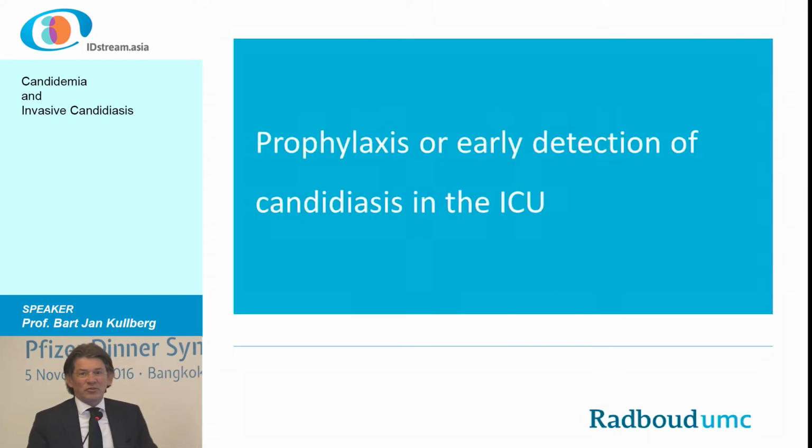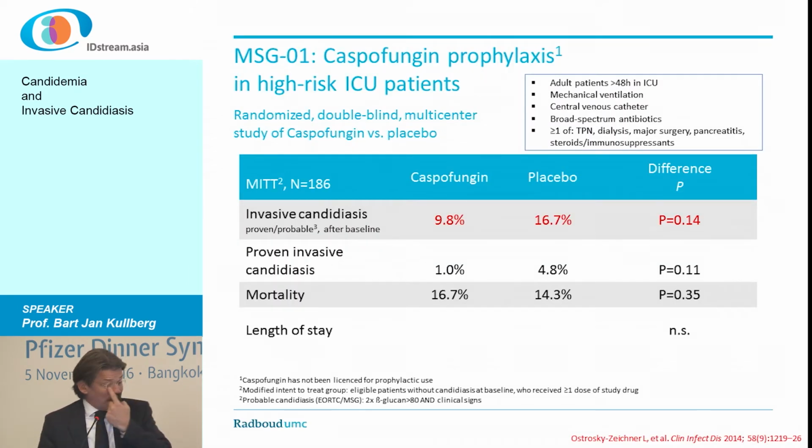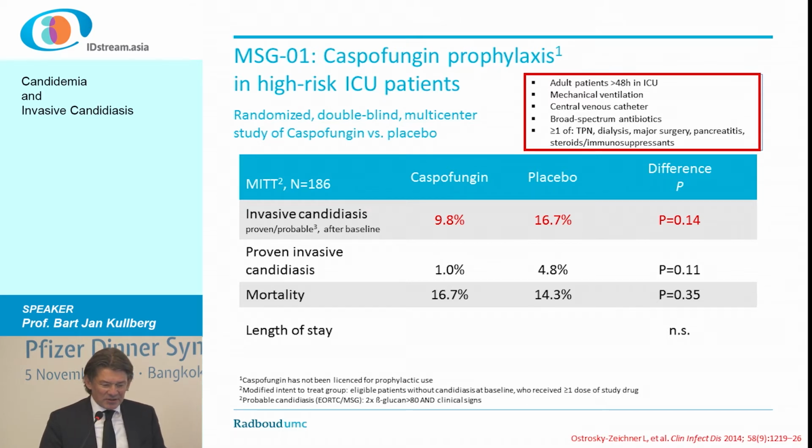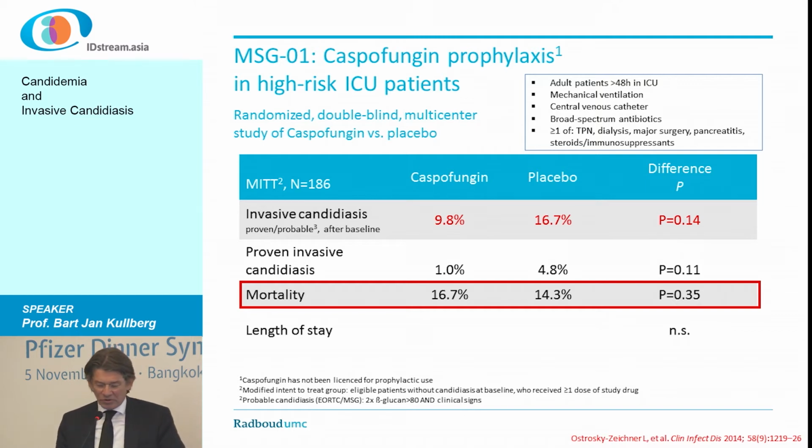So the other question, and we addressed this already in the morning session, is whether we can prophylax Candida or whether we can detect Candida early in the ICU. This is a study that was briefly mentioned, the most recent prophylaxis study, randomizing patients between caspofungin and placebo. These investigators used a very complex predictive model to try to identify patients in the ICU at the highest risk of acquiring invasive candidiasis. But even when they applied this model to select patients for inclusion into this trial, there was no difference between the two arms. Caspofungin showed a trend to reducing the incidence of invasive candidiasis, but it was not significant. And the mortality rate was very similar in the two arms, and the length of stay was also similar.